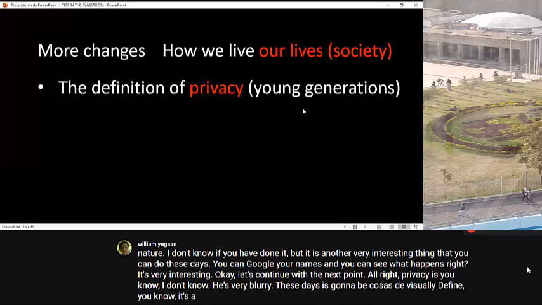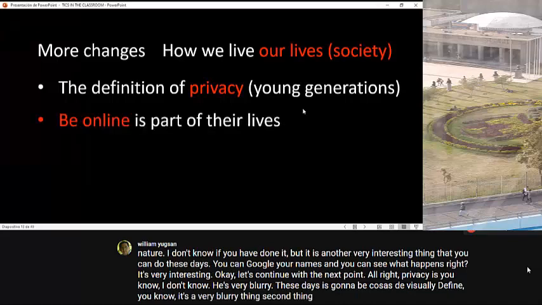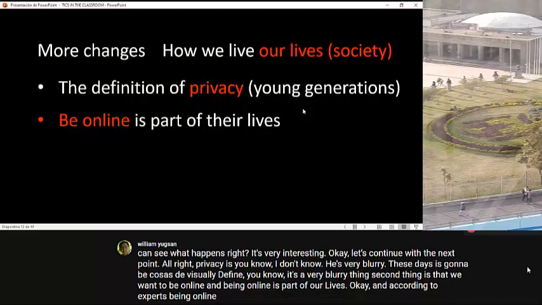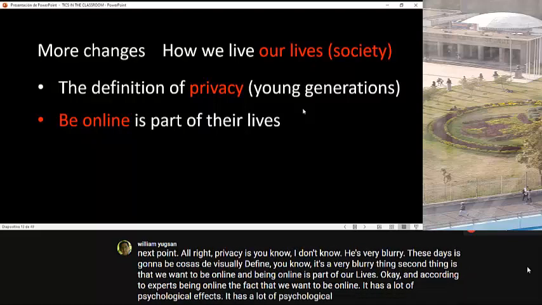It's a very blurry thing. Second thing is that we want to be online, and being online is part of our lives. Okay? And according to experts, the fact that we want to be online has a lot of psychological effects.